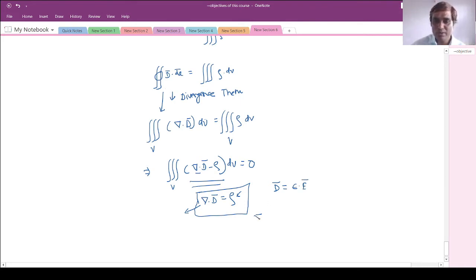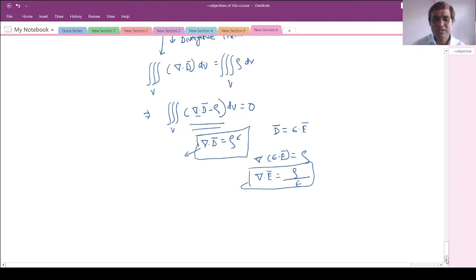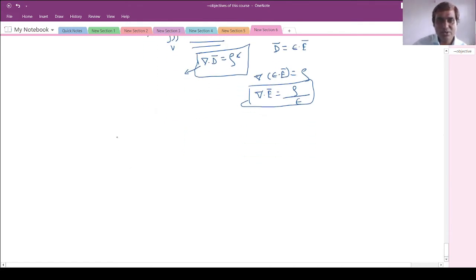So this can also be written as the divergence of epsilon E bar, which will be equal to rho, and the divergence of the electric field will be equal to the total charge density per medium, that is the permittivity. Okay, so this is basically the homogeneous medium where epsilon is not a function of space. So this gives me the Gauss law. Now let us define the next equation, that is called the Gauss law for the magnetic field.